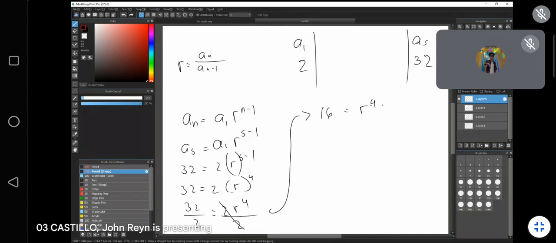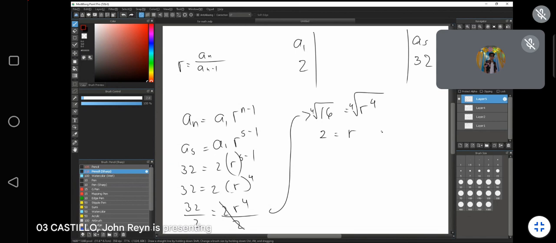Okay, so since our r still has an exponent, we'll try to get rid of that exponent. So we will take the fourth root of both sides. Then the fourth root of 16 would be 2. If you're going to be asking, why the fourth root? Why not the square root? Why not the cube root? Why not the fifth root? Because of the power 4, r raised to 4.